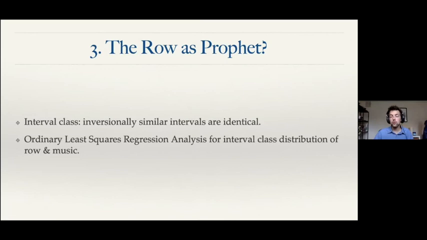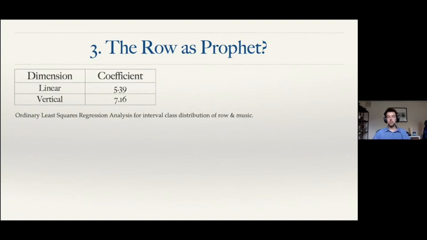So to ask this question, I ran an ordinary least squares regression analysis for the two interval class distributions of the row and the music. And in basic terms, what we get are these two coefficients. The p-values for all these regressions are under the 5% significance level. What this coefficient reflects is the percentage change in the music from an increase in the frequency of an interval in the row by 1.